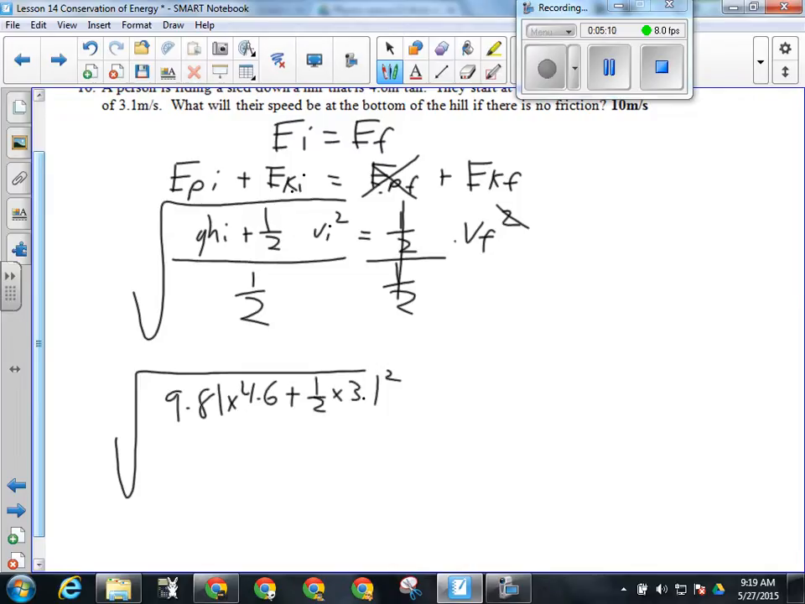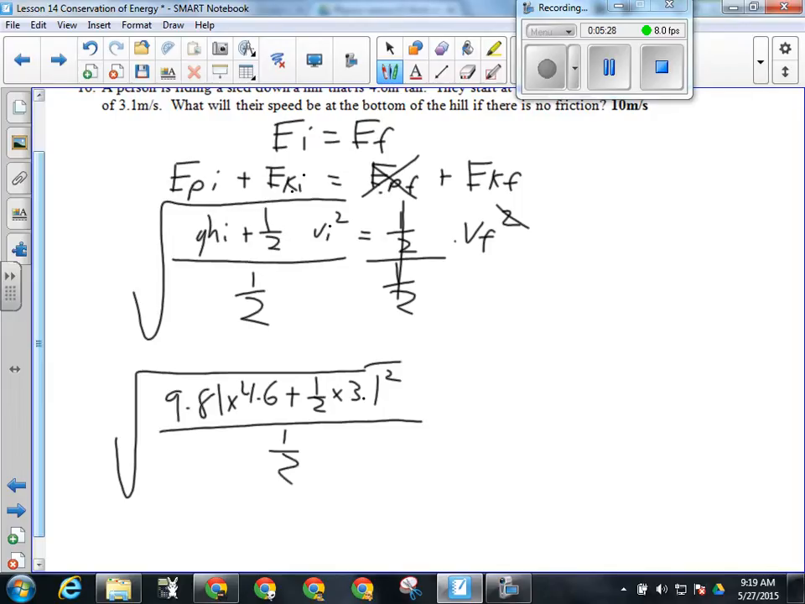So 4.6 was the height of the hill. 3.1 was the speed of the sled at the top of the hill, because most of us, you know, take a running start, okay? If we're going to go sledding down a hill, right, you grab the little crazy carpet thing and you run and then you dive onto it, right? Okay, so we've got that situation going on there, and then I divide that by 1/2.